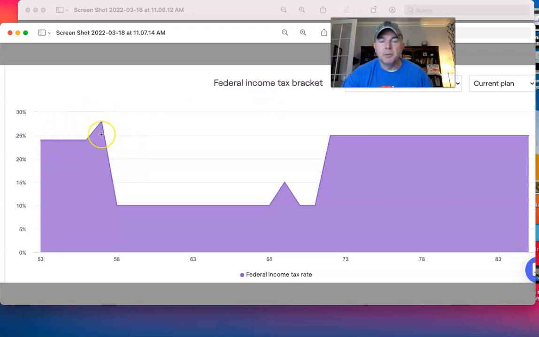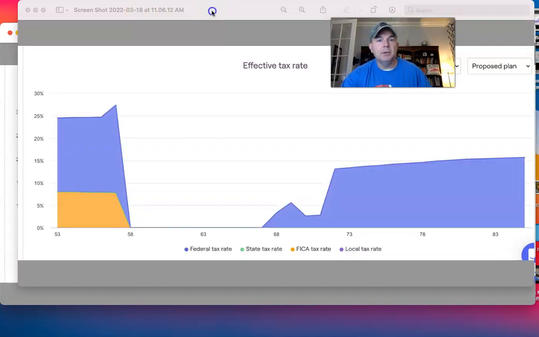I can't remember why it jumps up. He had to pay for something. Anyway, his 24% tax bracket becomes 28% in 2026 once the Trump tax bill goes away. So he's in a 24% tax bracket. But look at this.